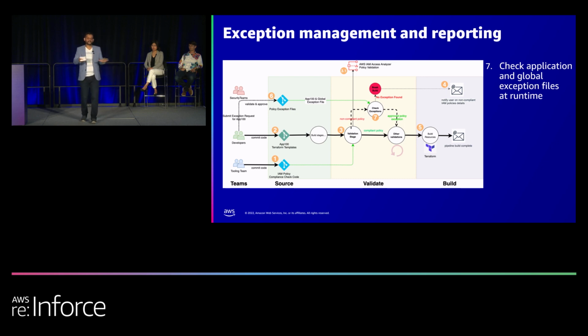If it doesn't find any global exceptions, it then looks for the application-based exception. So if this particular app, which is app 100, has an exception file. In our case, it does find the exception. Now, because it finds the exception, instead of marking the policy as non-compliant, it is going to mark the policy as compliant policy with exception. And then it will be allowed to move on to later stages where the actual infrastructure is being built.